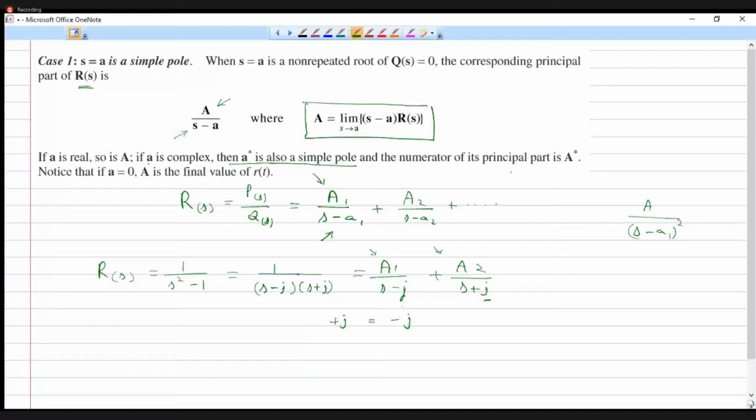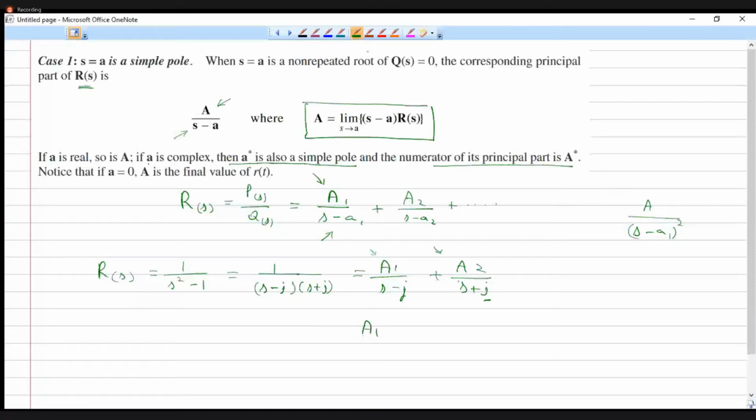Similarly, when you have a complex pole in the denominator, the numerator of the principal part, that is our a, will also be complex, and it will also appear in its complex conjugates. So in this example, I am trying to find out what a1 and a2 are.